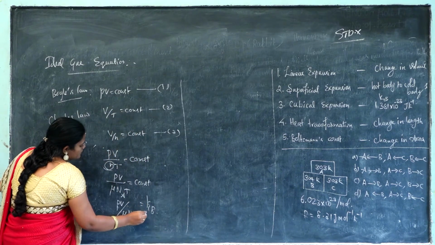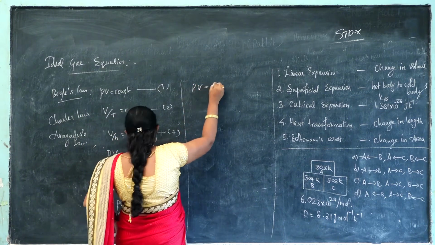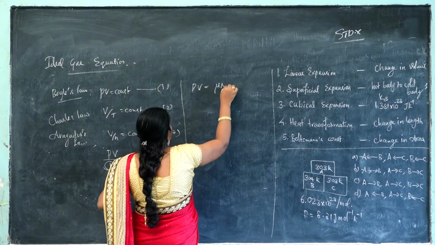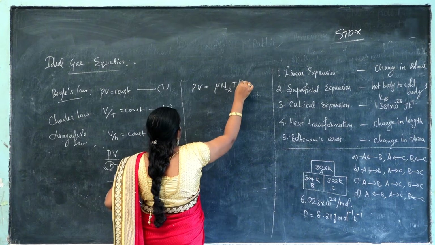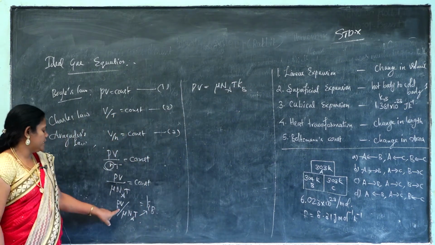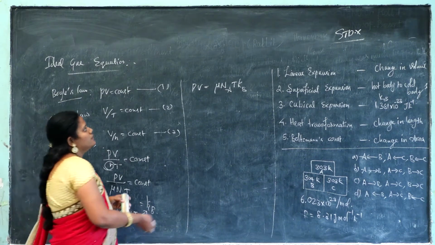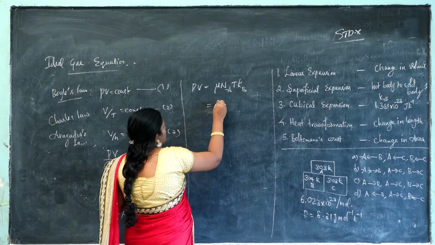we have to do the cross multiplication. We take the cross multiplication. PV is equal to mu into Na T Kb. Okay, so PV is equal to mu Na T Kb. Okay. Then Kb mattum munala vechirada neenga vechukonga.